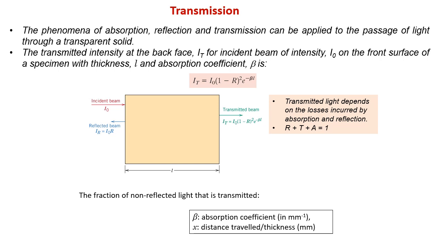Transmission. The phenomena of absorption, reflection, and transmission can be applied to the passage of light through a transparent solid. The transmitted intensity at the back face, IT, for an incident beam of intensity I0 on the front surface of a specimen with thickness L and absorption coefficient beta, can be found by using this formula. IT equals I0 multiplied by (1 minus R) squared, times exponent negative beta L.